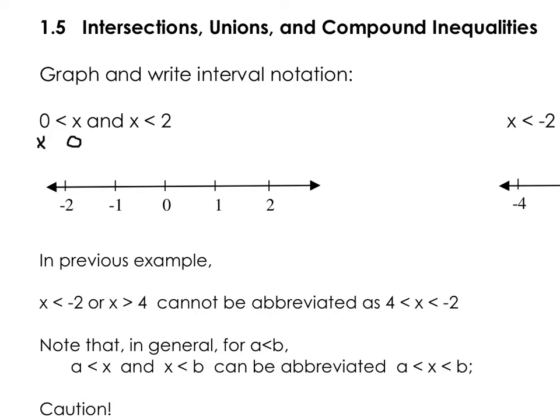Notice that the arrow is pointing at the 0. When I flip it, I have to flip the inequality too. So the arrow is still pointing at the 0. So x is greater than 0. That makes more sense to me. X is greater than 0.